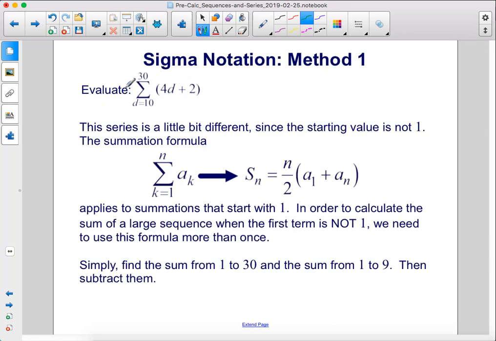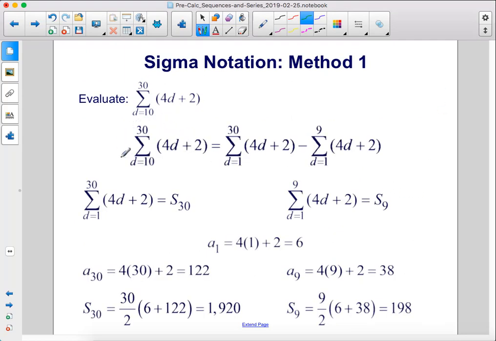Let's evaluate this sigma notation. This series is a little bit different since the starting value is not 1. As you can see here, it's 10. The summation formula applies to summations that start with 1. In order to calculate the sum of a large sequence when the first term is not 1, we need to use this formula more than once. Simply find the sum from 1 to 30 and the sum from 1 to 9. Then subtract them.